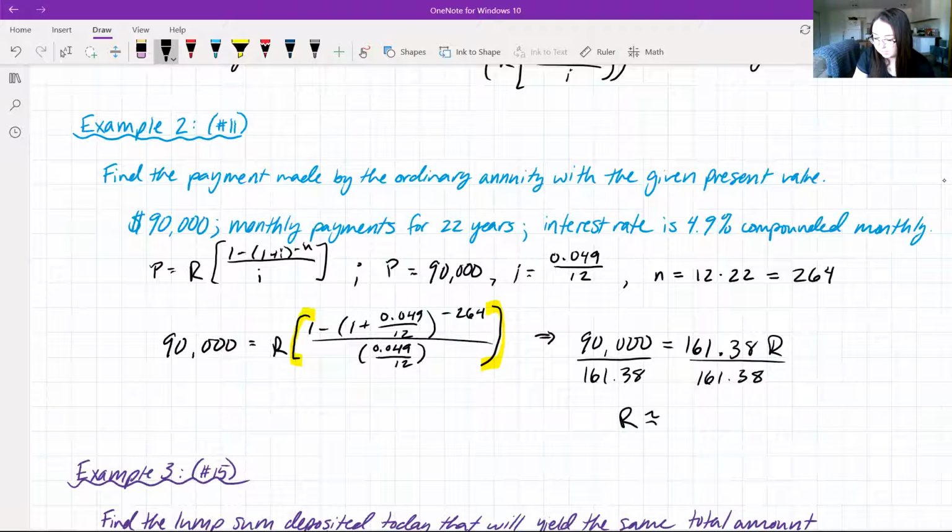This gives us R is equal to $557.68. So we know to pay off $90,000 in monthly payments for 22 years at an interest rate of 4.9%, our payments are going to have to be $557.68.